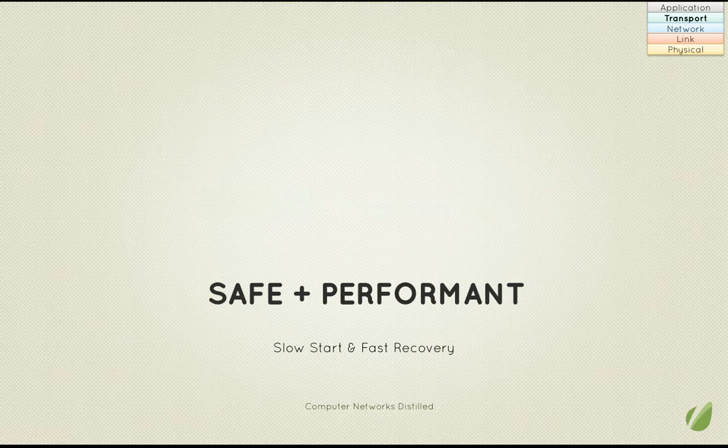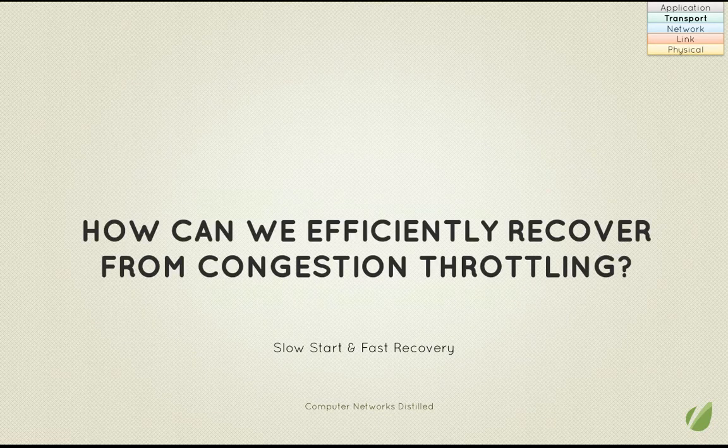The third way I'd like to look at this is how are TCP's safety mechanisms performing. And we're going to look at that in 2 ways, slow start and fast recovery, 2 things that are tightly bound together. The specific question that we're asking is, how can we efficiently recover from congestion throttling? Remember that at a loss event, TCP's congestion control algorithm severely restricts the transmission speeds.